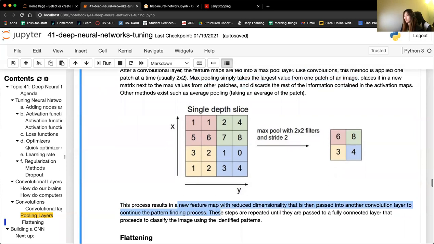So it goes from this to this with a reduced dimensionality that is then passed into another convolution layer usually to continue the pattern finding process. So this is usually repeated until you're passed to a fully connected layer that proceeds to classify the image. And I'll talk about that next. But this pooling layer just, again, helps with aggregating. And in some way, it puts information together. Yeah, that's how I understand it. Any questions on this? I'll just say that usually if you have a convolutional layer, pooling layer comes after it, although it's not always necessary.